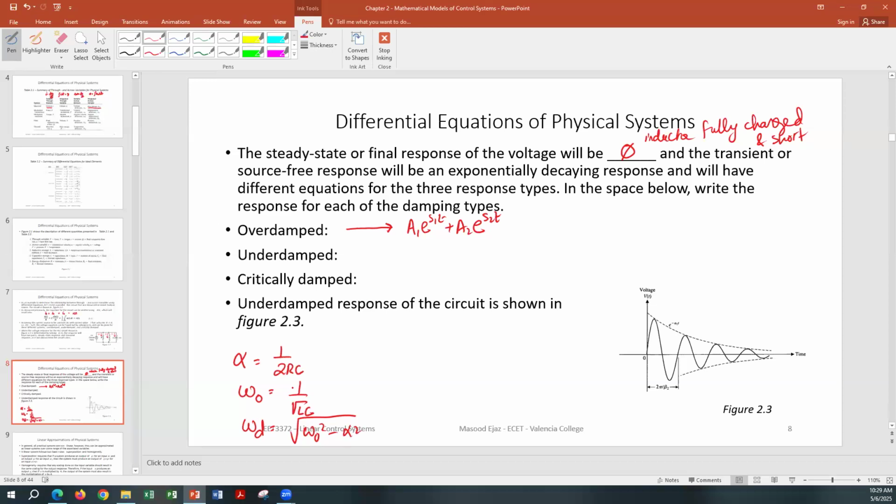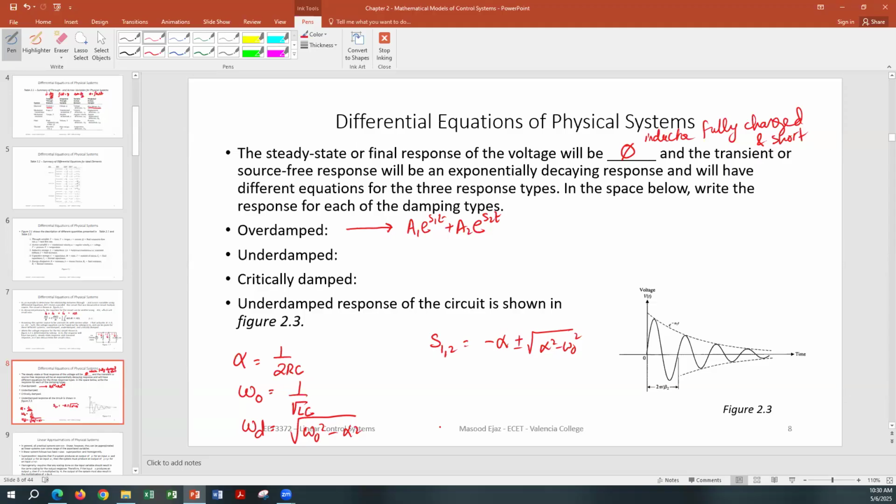Now when you have the overdamped case, your omega naught is smaller than alpha, and the two roots we calculate as s1,2 equals negative alpha plus or minus the square root of alpha squared minus omega naught squared. So for the overdamped circuit, the two roots are negative alpha plus this square root, and negative alpha minus this square root. Both values will be negative. Alpha is the Neper frequency; there is only one alpha, but there are two roots, S1 and S2.